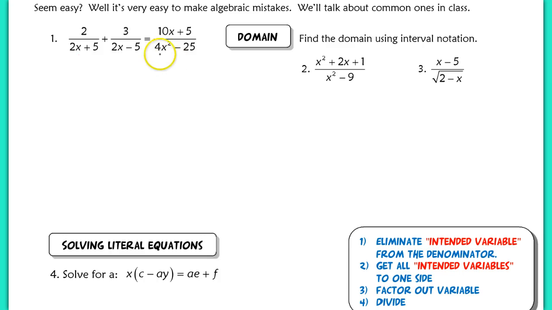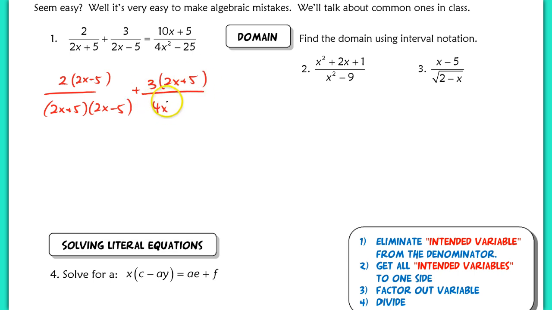All right, so the first thing I want to do here is find that least common denominator, which happens to be 4x squared minus 25. Notice these are factors of 4x squared minus 25. So all I have to do to create an equivalent fraction here is to multiply this first fraction by (2x minus 5) over (2x minus 5). So now I have that common denominator here. Oops, that should be a minus 5. So this is 4x squared minus 25, okay? Second fraction, we're going to multiply that one by (2x plus 5) over (2x plus 5). And I'll just rewrite that denominator here as that LCD.